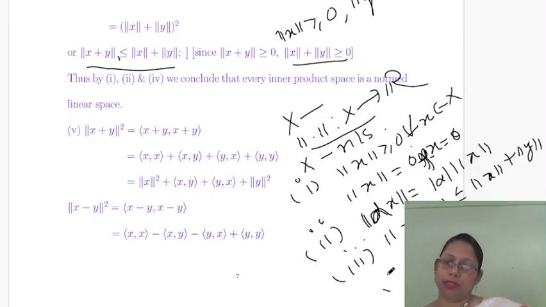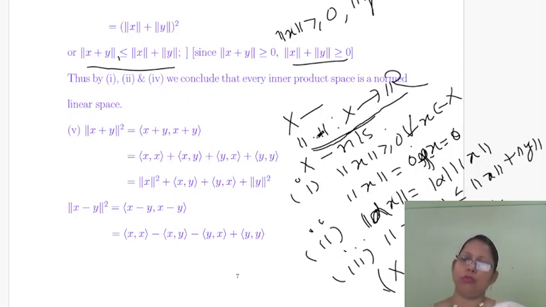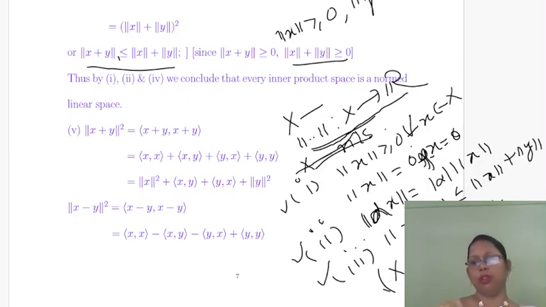Then this x together with this norm is called a normed linear space. Okay, x is a non-empty set, and if this norm is a function from x to R which satisfies the following three conditions, then x along with this norm is called a normed linear space.